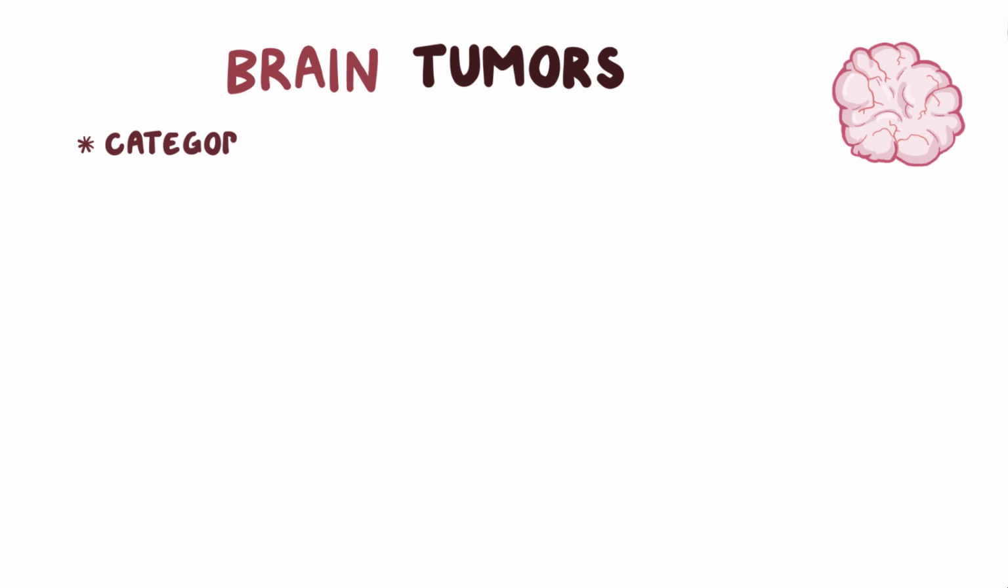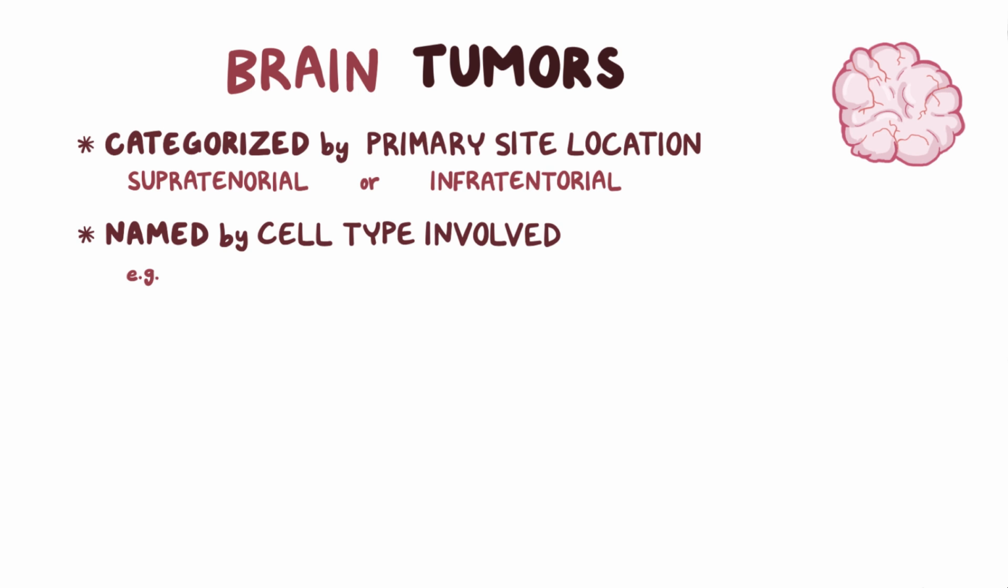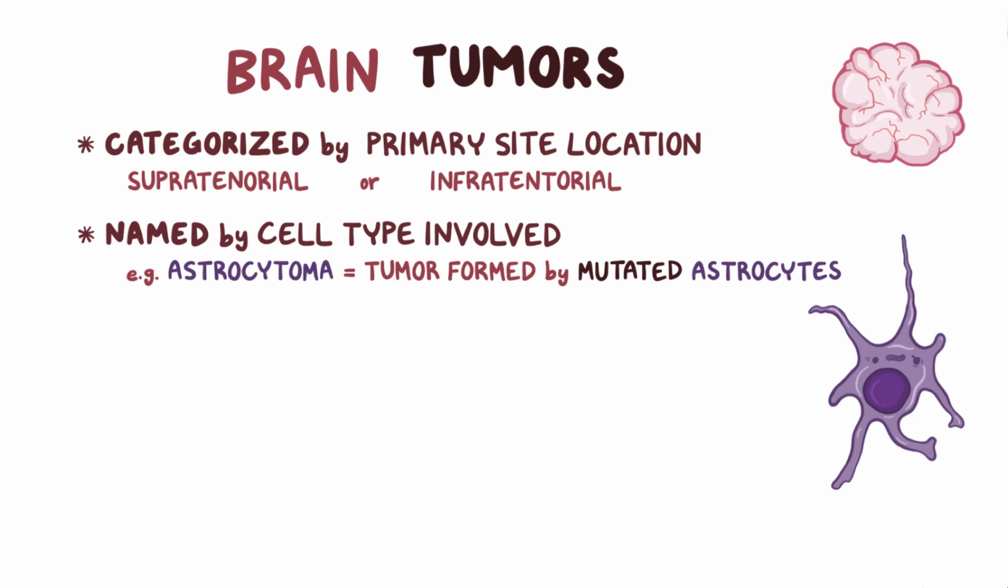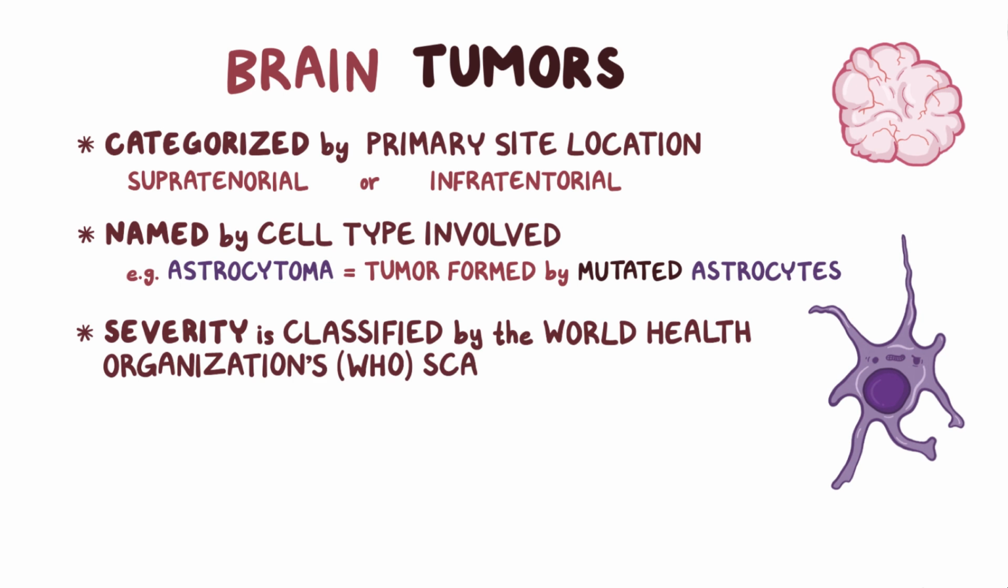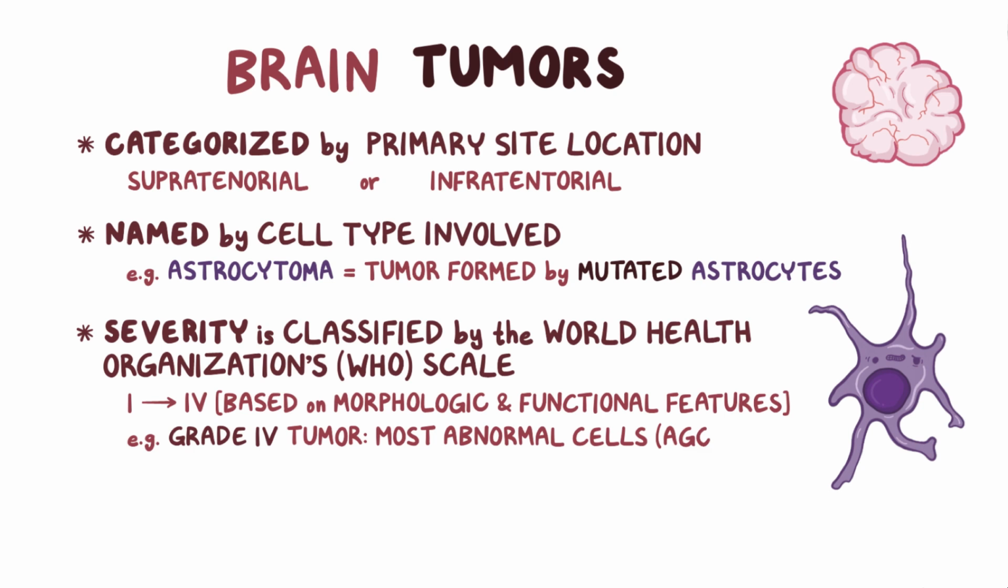Brain tumors can be categorized by their primary site location, as either supratentorial or infratentorial tumors, though some tumors can form in either. They're typically named by the cell type involved. So, for example, an astrocytoma is a tumor formed by mutated astrocytes. But their severity is classified or graded by the World Health Organization's scale. The scale goes from 1 to 4 based on the morphologic and functional features of the tumor cells, a grade 4 tumor being the most abnormal looking cells that also tend to be the most aggressive.